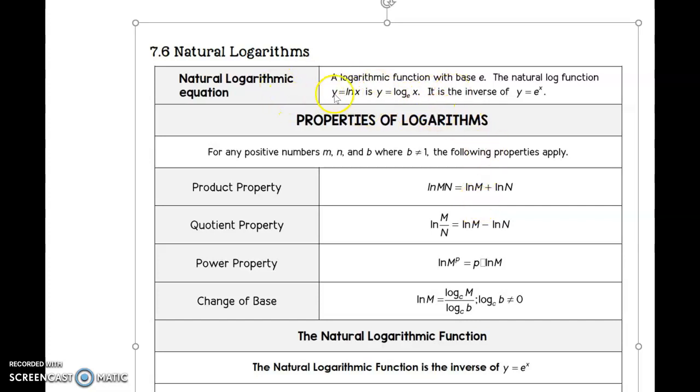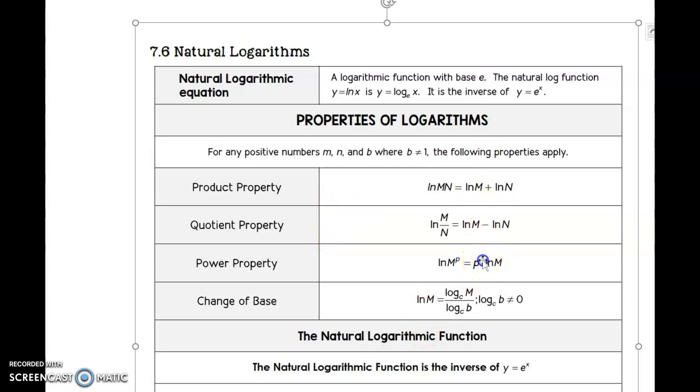So if you read up here, you have a logarithmic function with the base e, okay? So then you have your natural log function, y equals ln x. And if you graph that, you're going to be able to tell the difference between ln of x and log of x. So the inverse here from here to here is e to the power of x. Okay, so these rules apply.